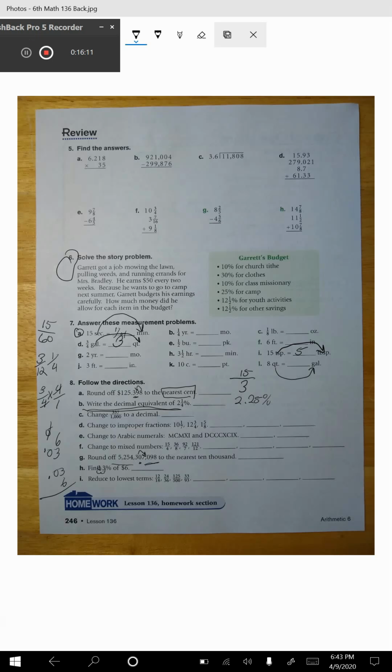Reduce to lowest terms. I think like this one will go here. This one will go here. That's what they're meaning. Okay?